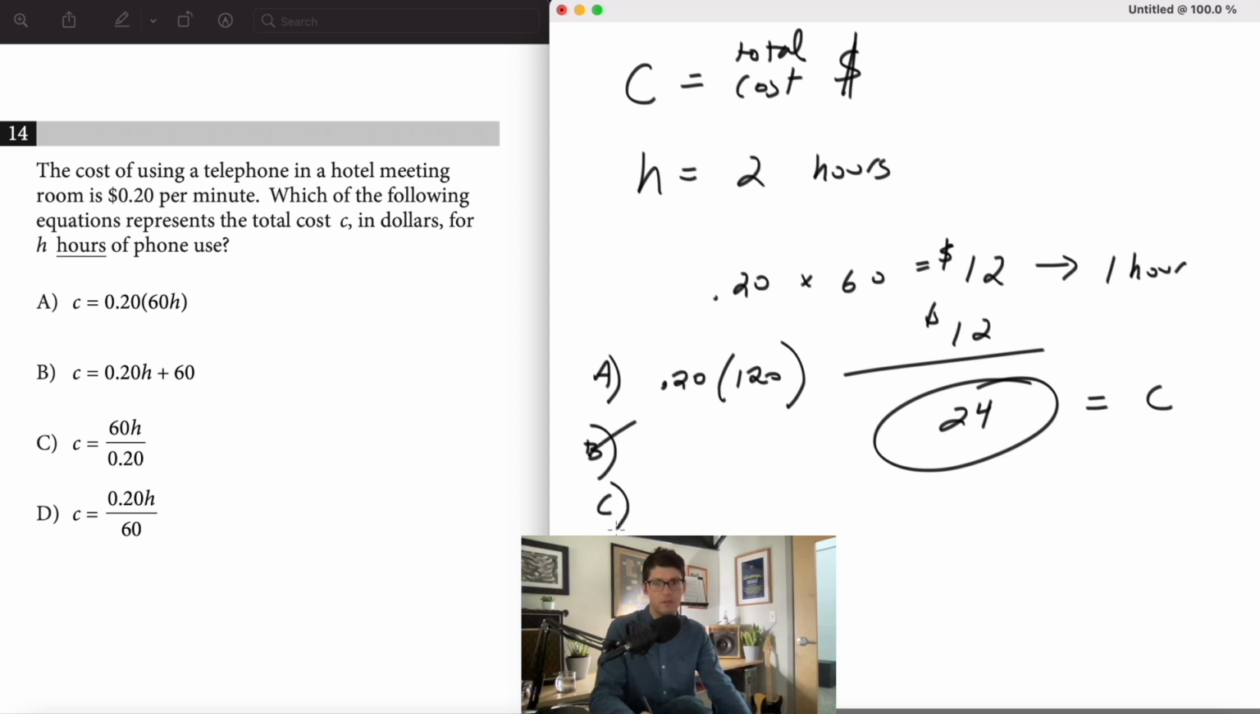You could try out C, which is 60H, or 120, divided by 0.20. That's going to be bigger than 120. Dividing by less than 1 gets you a bigger number. Answer choice D would likewise get you kind of a pretty off number, right? Because it would get you to 0.2 times 2, which is equal to 0.4 over 60 is a tiny number, right? So using real numbers really helps there.